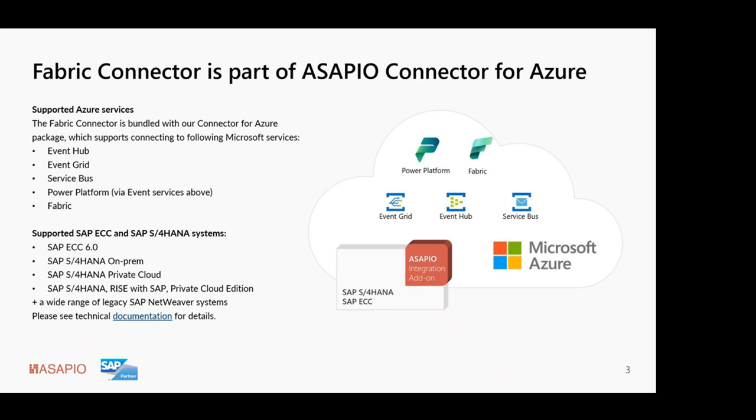As I said, the new Fabric connector is part of the existing Azure connector. So if you already have the Azure connector, you can download the update that has been out for 2 weeks. That will contain the Fabric connector. If you are new, I will have a website link where you get all the information and where you can get trial licenses and so on. On the website, in the documentation, you also get details on the prerequisites. What are the exact prerequisites for your SAP system?